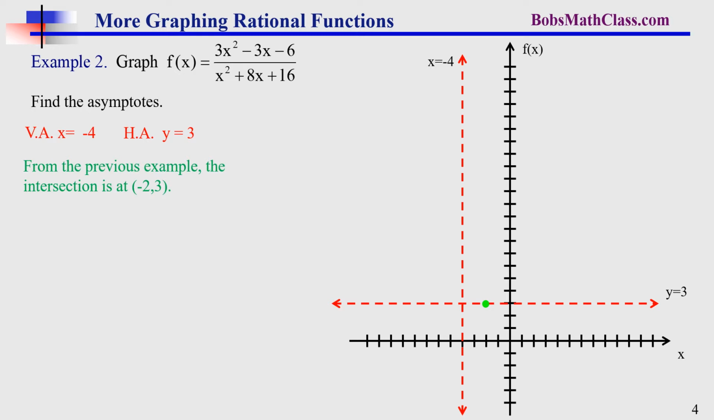Now on the left, if we graph a couple points and they're both above the horizontal asymptote, then we know it's above the horizontal asymptote, and then that's it. Just make your graph there.